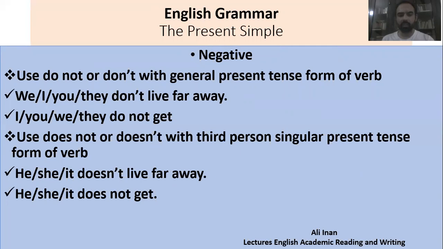We use does not or doesn't with the third person singular present tense form of the verb. For example, he doesn't live far away, or another example of contraction, she doesn't live far away, or it does not get.